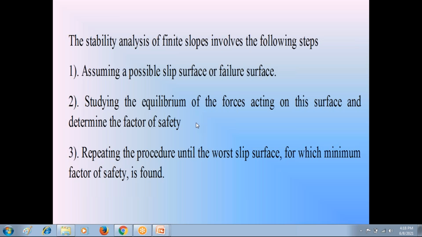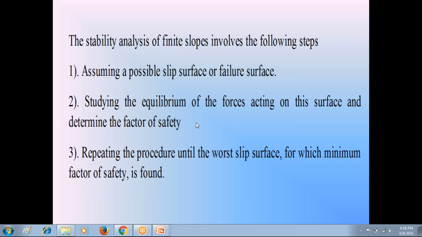Then repeat this process by considering another failure surface in the graph sheet. Consider the soil wedge in between the soil slope and the failure surface. Calculate all forces acting on the soil wedge, both the resisting force as well as the forces causing the failure. Find out the factor of safety. So repeat this process for a number of assumed failure surfaces in the graph sheet.